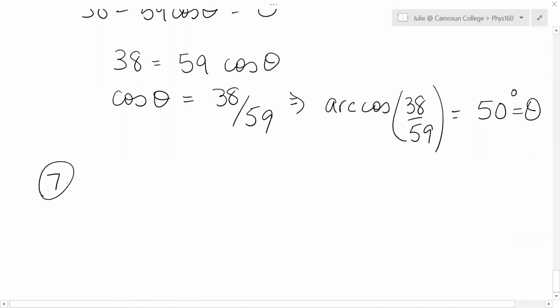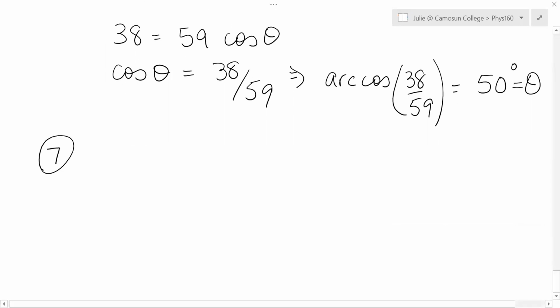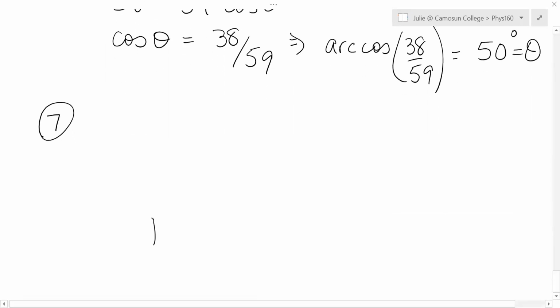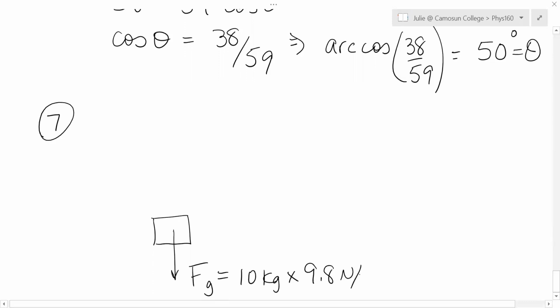A 10 kilogram picture is held in place by 2 wires. So sometimes the tricky thing is getting the picture, so you have to read it carefully. When it says 10 kilograms, then you immediately know the force of gravity is 10 times 9.8. Okay, so we've got 98 newtons straight down.